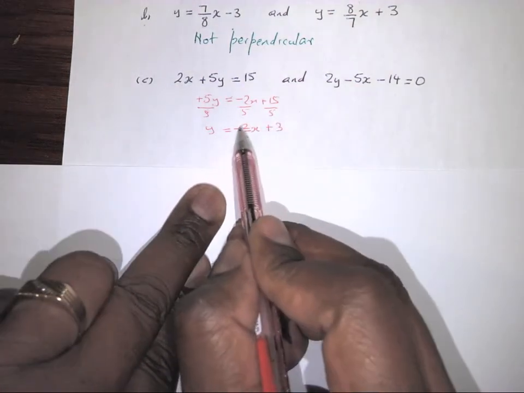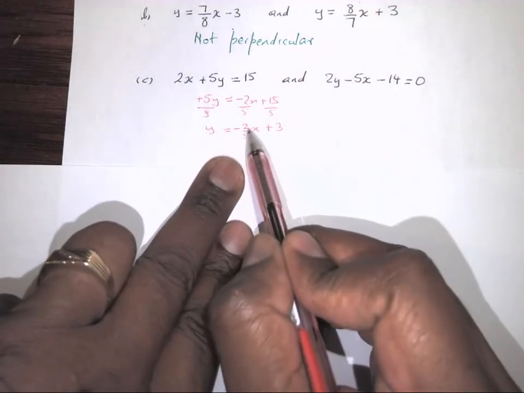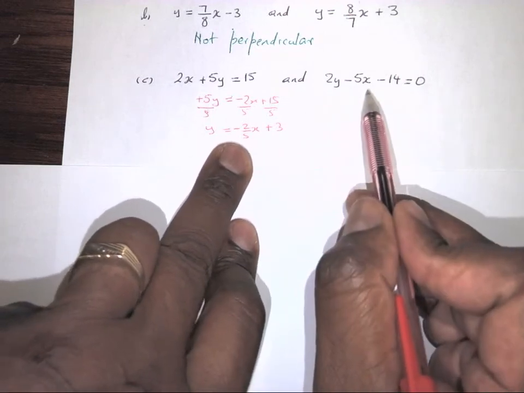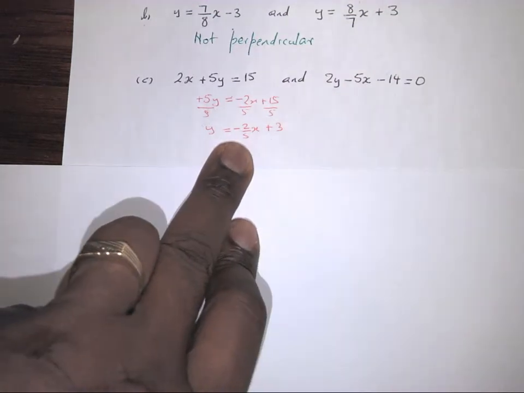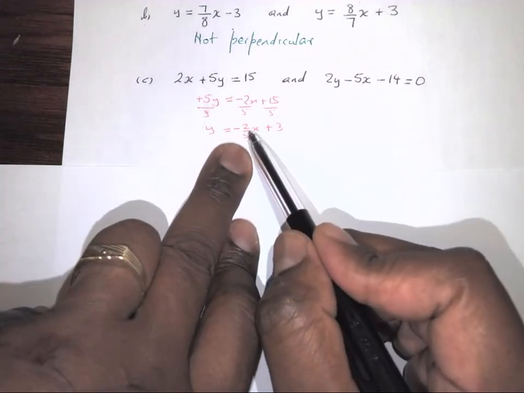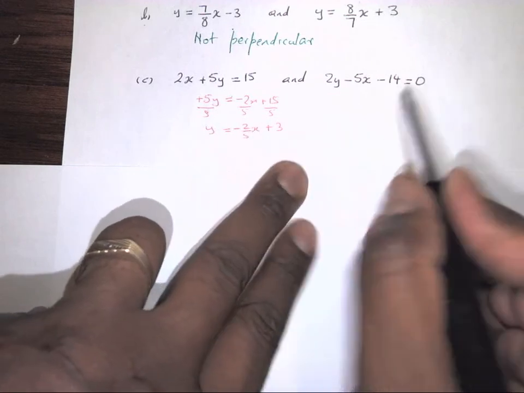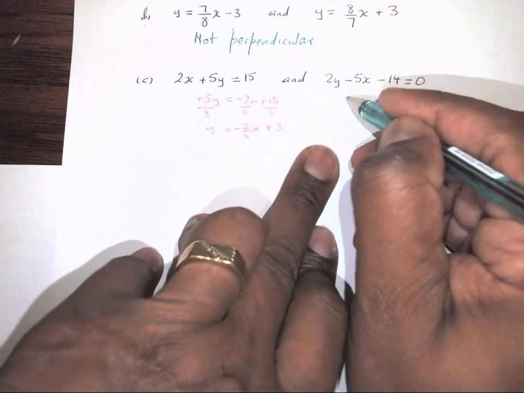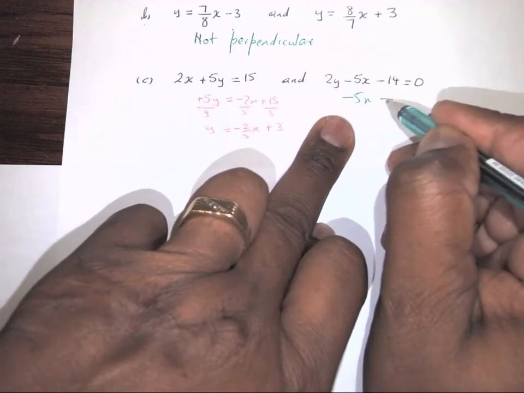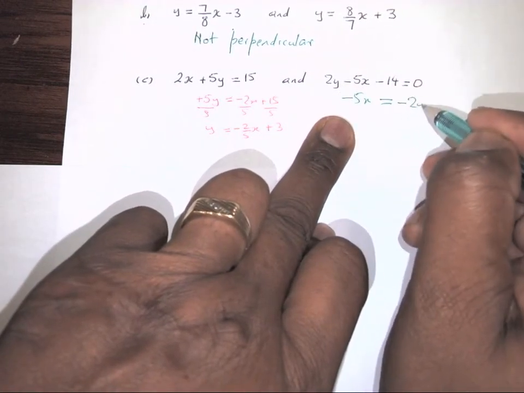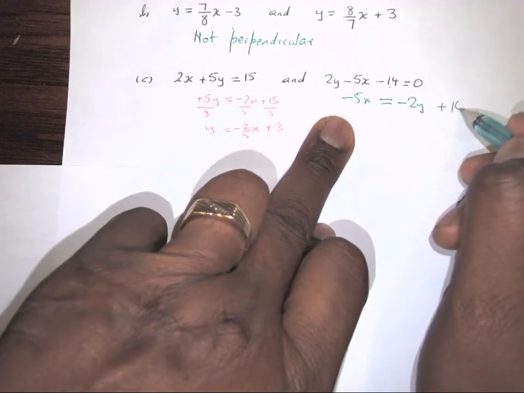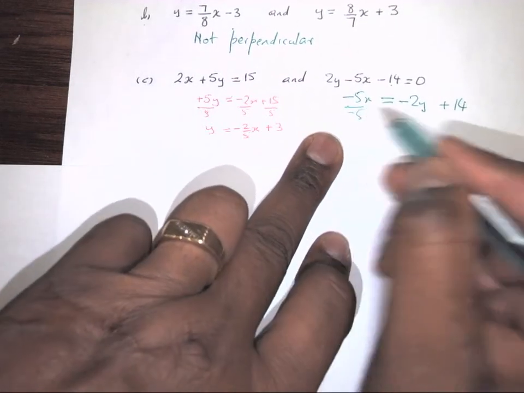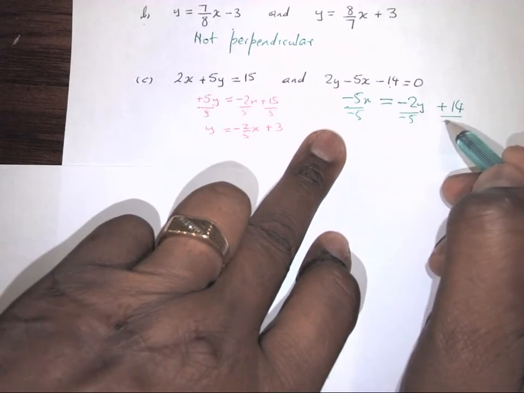So if this line is perpendicular to that, it means that this one has a gradient which is minus 2 over 5. So the gradient here should be positive 5 over 2 because it must change the sign and then these numbers must swap. So let's check here. So if I were to rewrite this, so I've got the minus 5x equals, take this across, is minus 2y. Take this across, is plus 14. So what do you get? Now I must divide by minus 5.